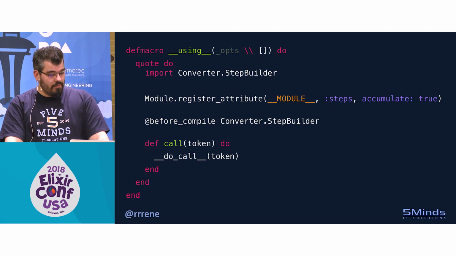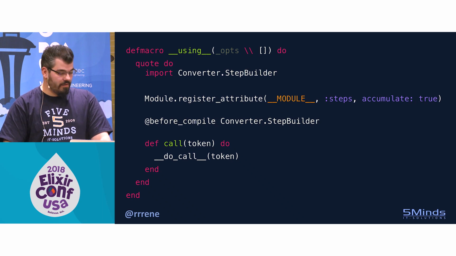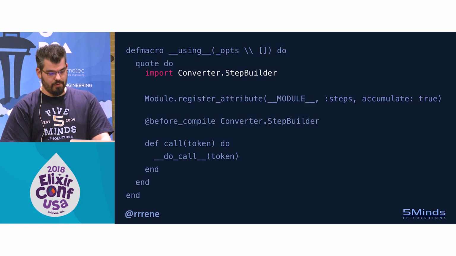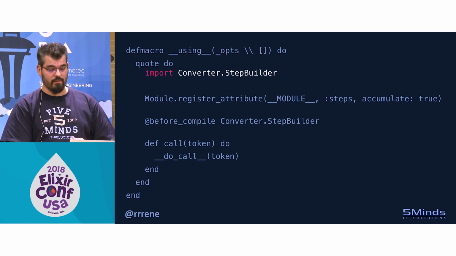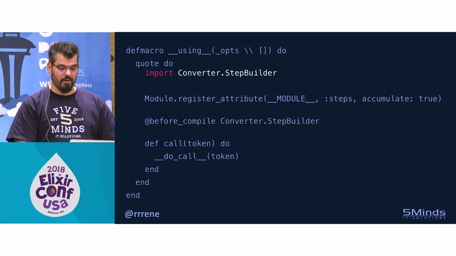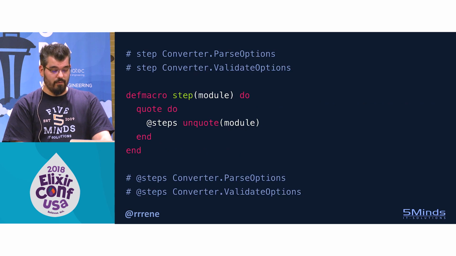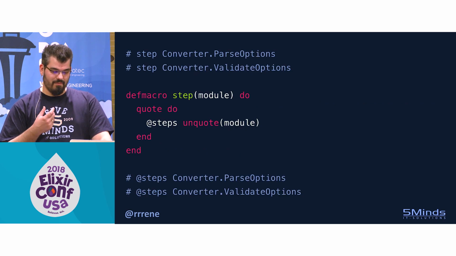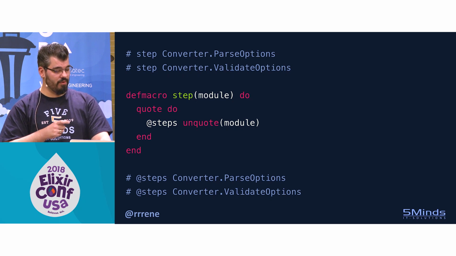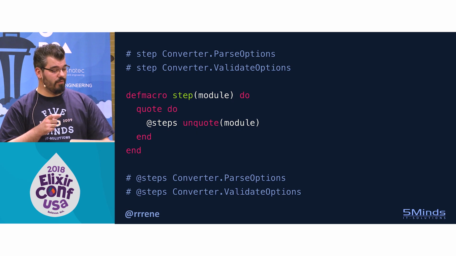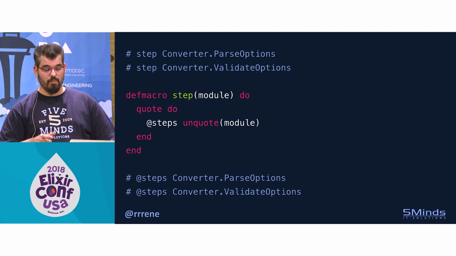The using macro inside the step builder module looks like this, and there are a couple of interesting things here. First, this import statement ensures that we can use the step macro inside our application, inside our pipeline module. And if we look at the definition of the step macro, then we can see that the step macro is really simple. It simply writes the given module to a module attribute. This way, the macro calls in the comments at the top yield the module attribute declarations at the bottom.